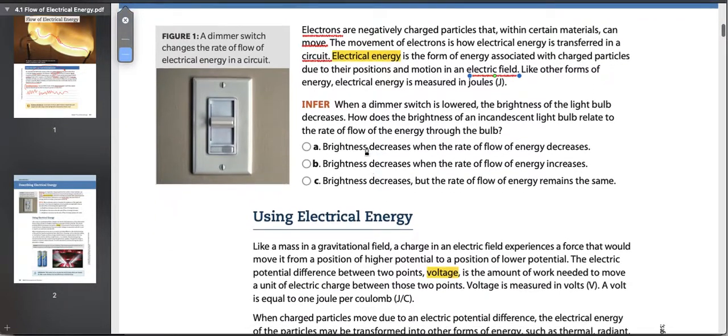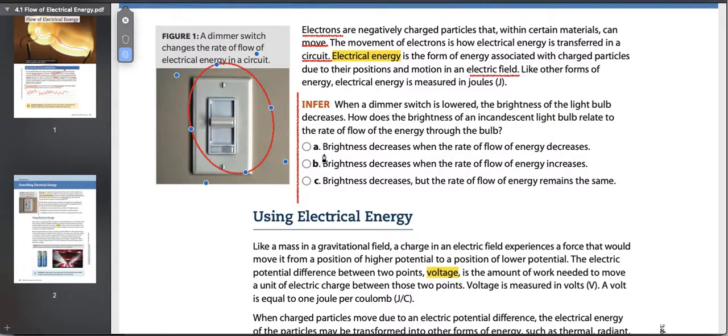Here is our second thing that we get to do on the Google form. It says infer. When a dimmer switch, this is a dimmer switch over here, by the way, this is what one kind of dimmer switch looks like, is lowered, the brightness of the light bulb decreases. How does the brightness of an incandescent light bulb relate to the rate of flow of the energy through the bulb?